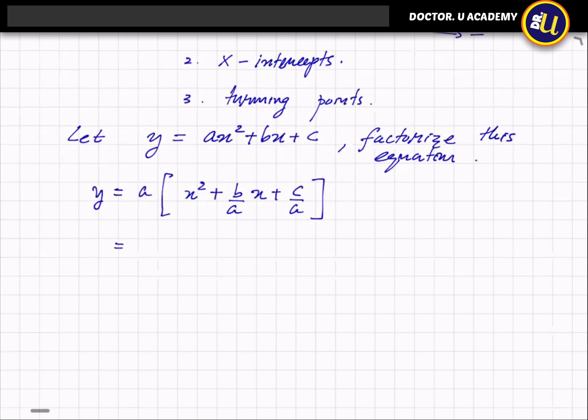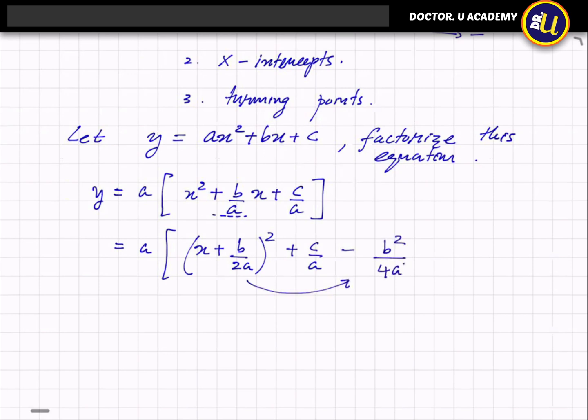Then what you do, you keep a out. x plus, you divide the coefficient of x by 2, so it's going to be b divided by 2a, the whole thing squared. Plus c divided by a, and always you minus the square of this one, which is b squared divided by 4a squared.